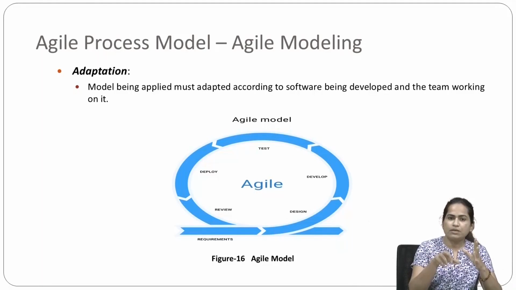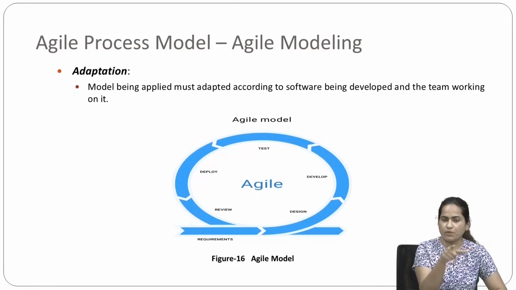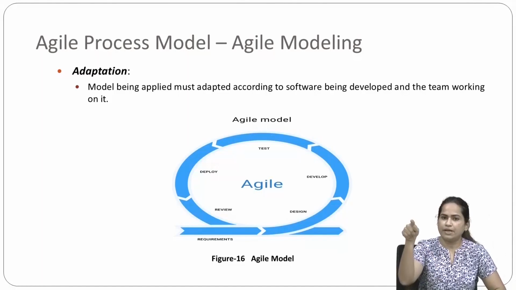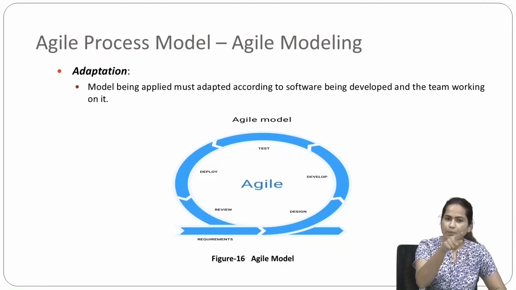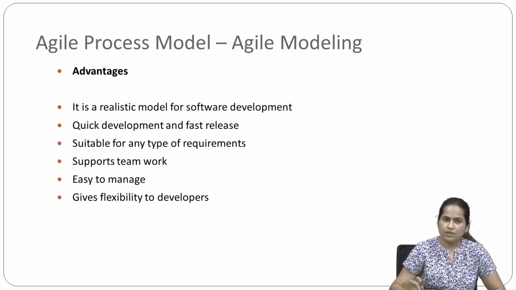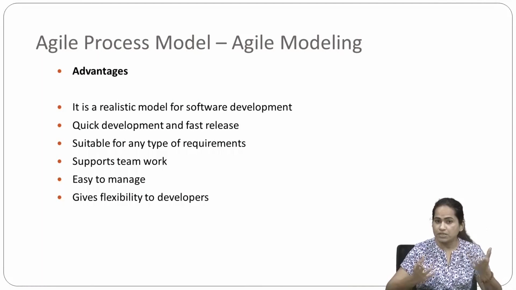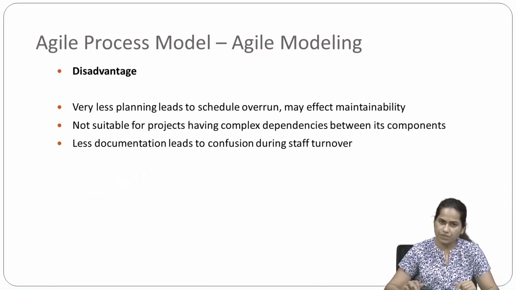Here you can see the process model of the agile model. First it will start from requirement, it will go to design, then develop, then test, then deploy, then review, and again so on. You can have this cycle. Its advantages are: it is a realistic model for software development, quick development and fast release, suitable for any type of requirements, supports teamwork, easy to manage, gives flexibility to developers. So these are the advantages with it.